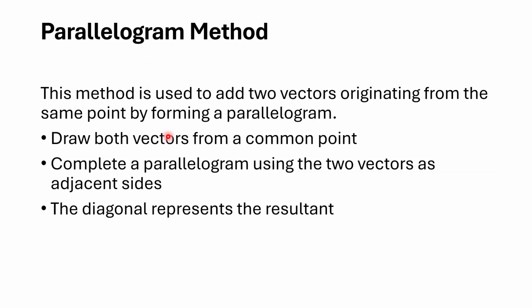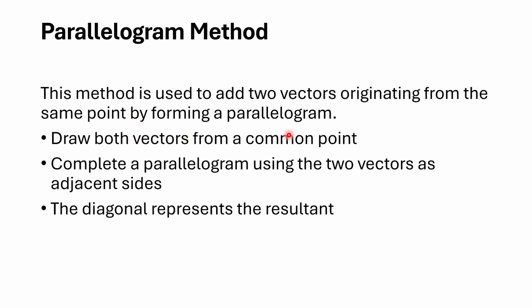Parallelogram method. This is another method also used for finding the resultant vector. This method is used to add two vectors originating from the same point by forming a parallelogram. This method is actually for two vectors. If we have two vectors that are from the same point, how will we find the resultant vector? We will use the parallelogram method.